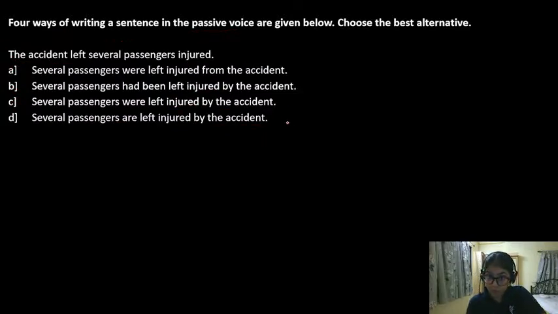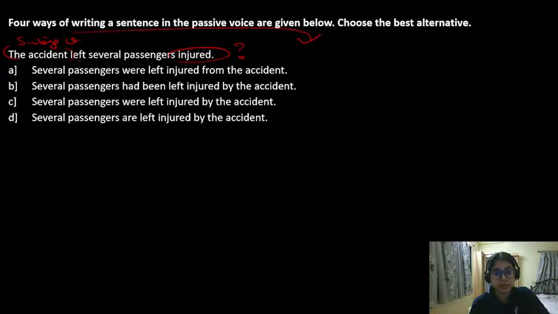Right, let's do one more question. The accident left several passengers injured. Okay, so similarly I can easily spot the doer of the action. Who left passengers injured? The accident. So here is my subject. All I have to do is put it in the last. So all of them are putting it in the last, see, and all of them are giving our object its limelight.